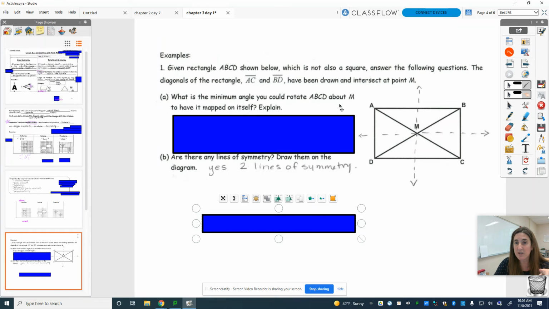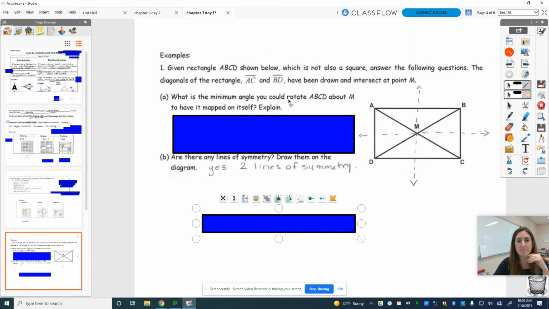Now, why do these not count? Because technically, if you folded this on this line, D and B are not going to match each other. In a rectangle, they won't fold up to each other. So the diagonals don't work as lines of symmetry, just vertical and horizontal on there.